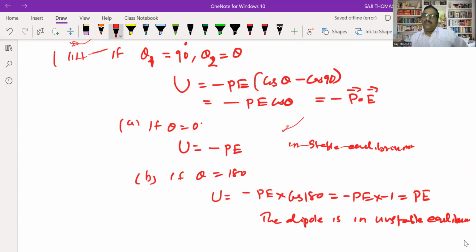Energy is maximum. You know, when energy becomes maximum for any object, it becomes unstable, right? What is the difference between stable and unstable equilibrium? See, suppose dipole is in stable equilibrium. If you try to displace it and leave your hand, it will stay there only. Unstable equilibrium means if you displace it and leave your hand, it will not go back. Then it is in unstable equilibrium.